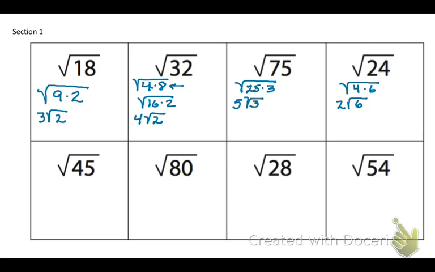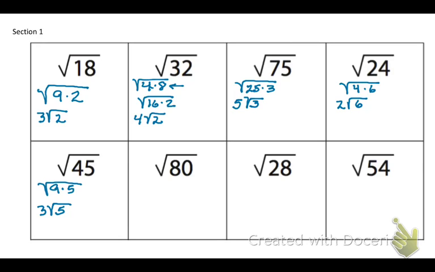Okay, 45. Again, pretty obvious. 9 times 5 is 45. Take the square root of 9, which is 3. I can't do anything with the factors of 5. So 3 times the square root of 5.